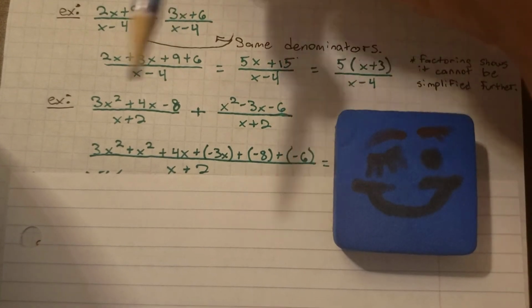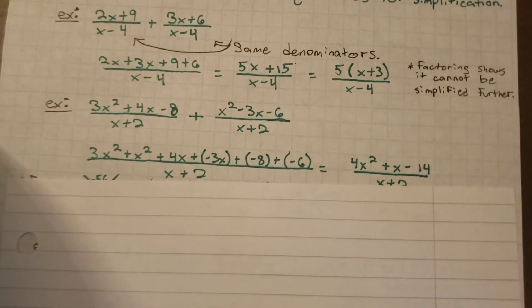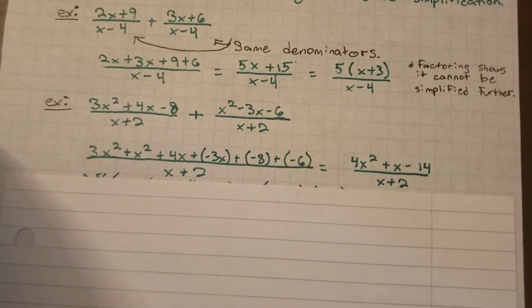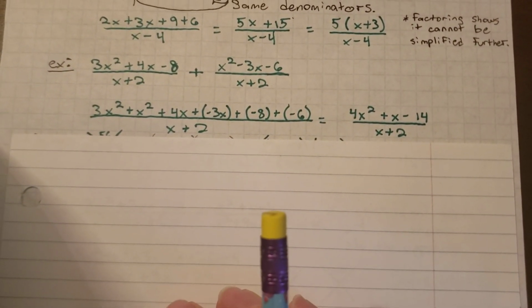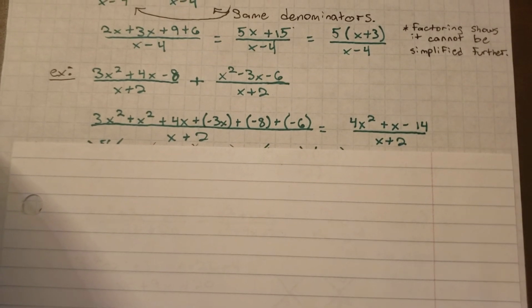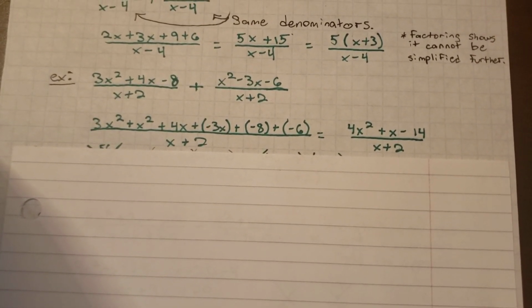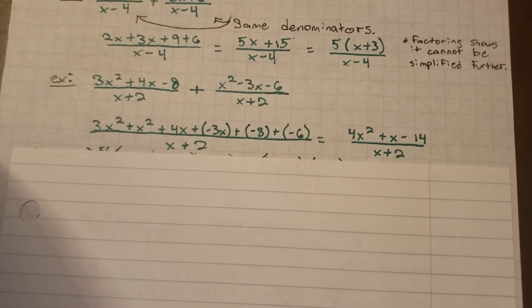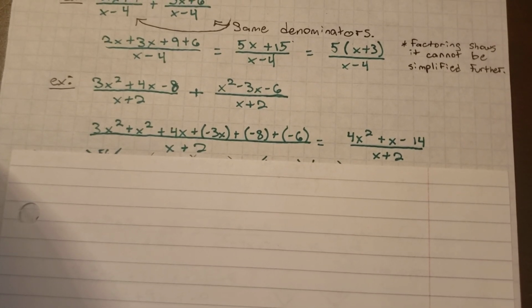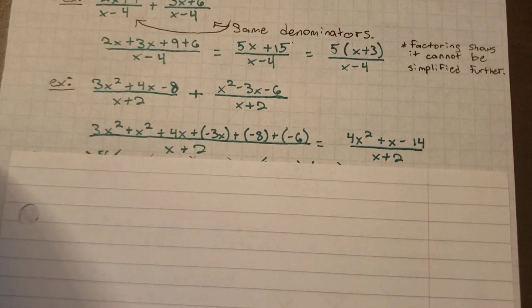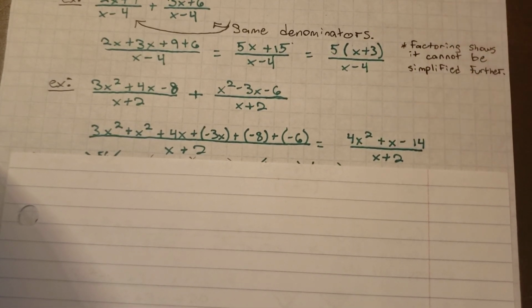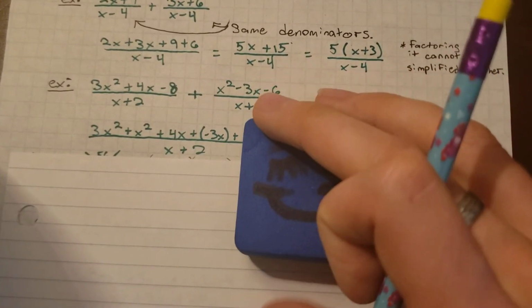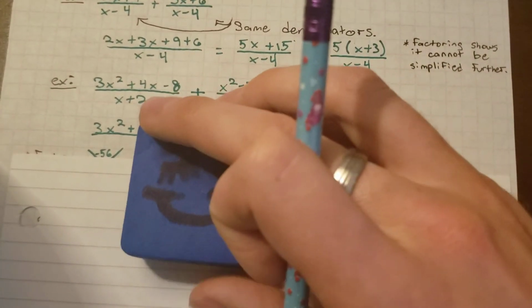Okay, well, after I combine all this stuff, I get 4x squared plus x minus 14 over x plus 2. Is that my answer? No! All I've done is combine my like terms, but I haven't simplified. So what I need to do is factor this to see if I can cancel anything out.